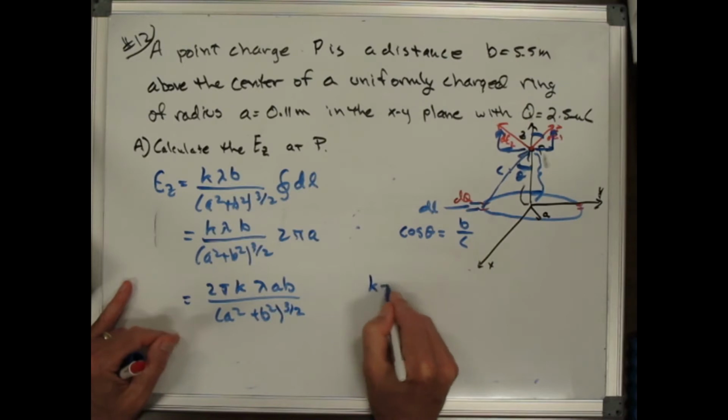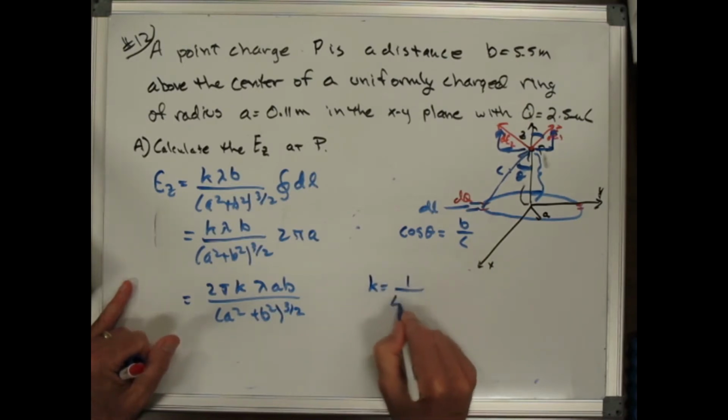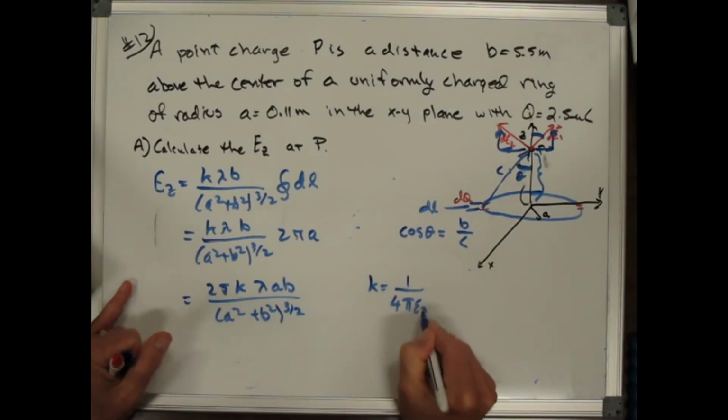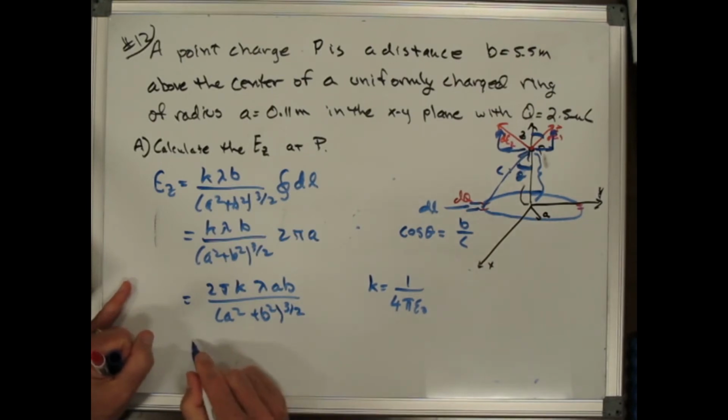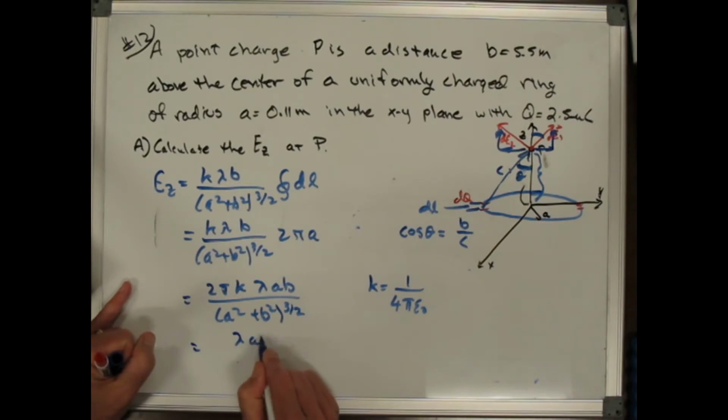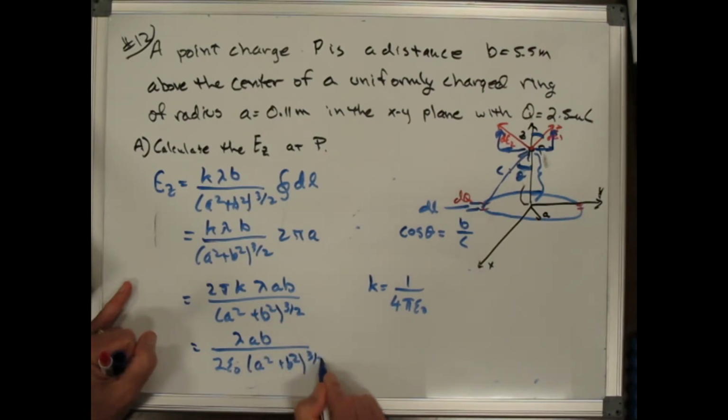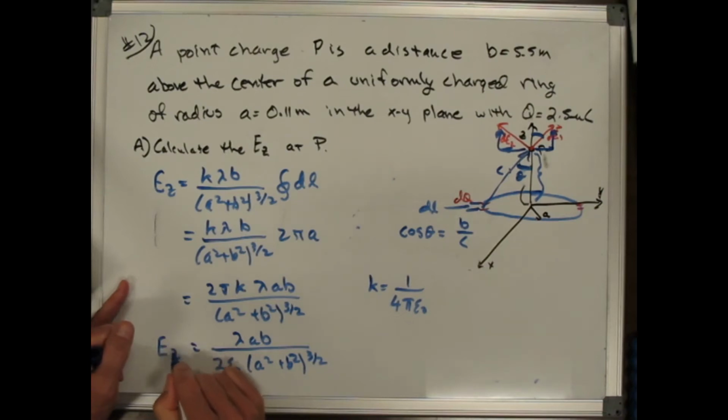Remember, k is equal to 1 over 4 pi epsilon naught, and so if I want to write this in terms of epsilon naught, I can say it's equal to lambda a b over 2 epsilon naught times a squared plus b squared to the 3/2, and that's my E sub z.